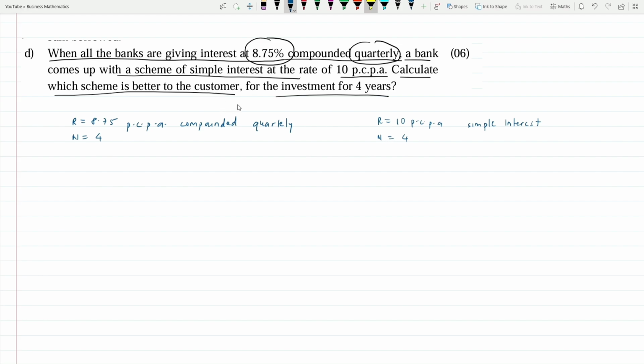So let me again take the principal as a simple number, say 1000 rupees. We are going to evaluate the interest or the amount in both the cases, and wherever it is going to be more, that is going to be beneficial to the customer, and hence we are going to select that scheme. So for compound interest, we have the formula for amount as A is equal to P(1 + R/100) raised to N.